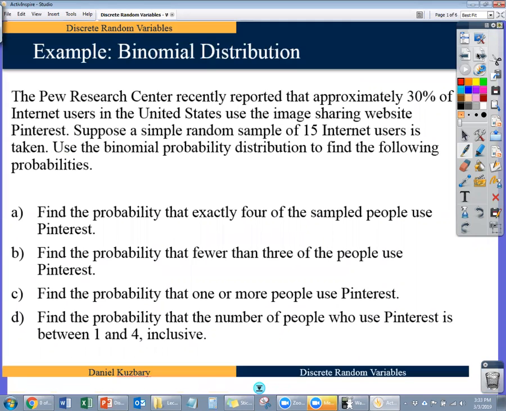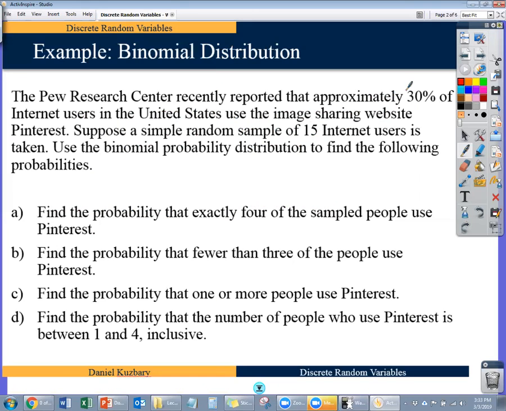So here's one big problem I'm going to spend the video working on. The Pew Research Center recently reported that approximately 30% of internet users in the United States use the image sharing website Pinterest. And we're going to take a random sample of 15 internet users, and we're going to use the binomial distribution to find the following probabilities. I'm going to work through these one at a time, starting with the probability that exactly 4 of the people sampled use Pinterest.